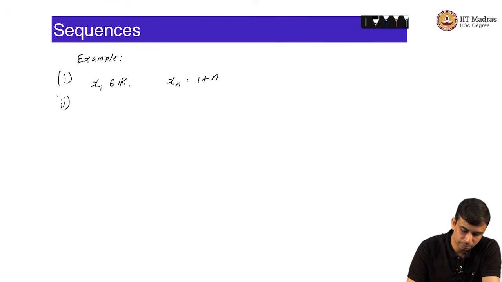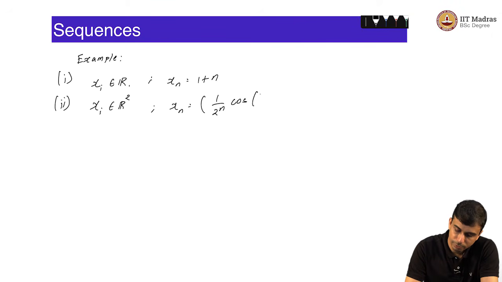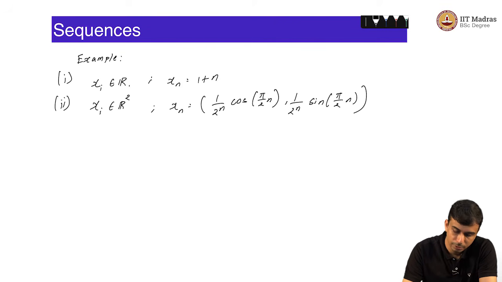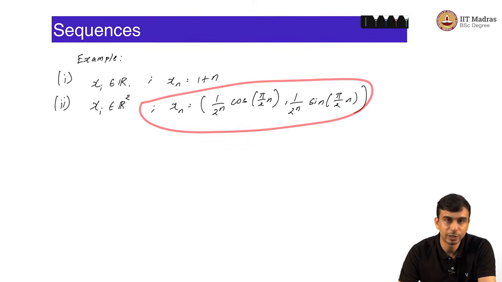The second question is, let us say your x_i are 2-dimensional vectors, x_i in R2, and let us say your x_n is given by (1/2^n cosine of pi by 2 n, 1/2^n sine of pi by 2 n). This sequence looks similar to the non-convergent sequence we saw earlier, but now you have a 1 by 2 power n on top of it. Does this sequence converge to anything?